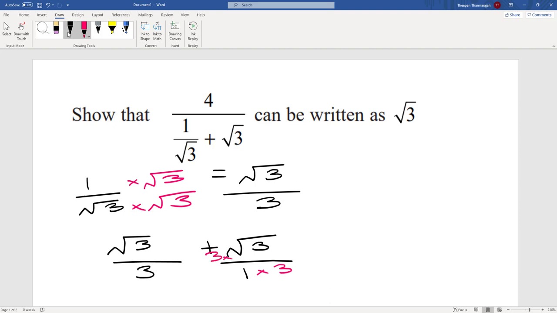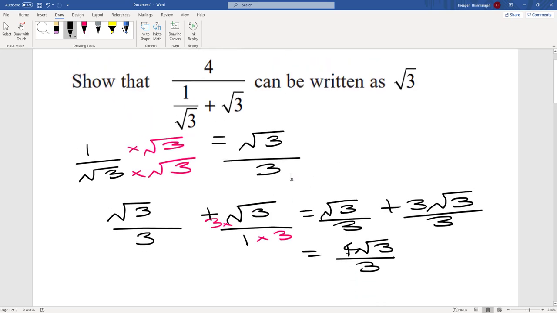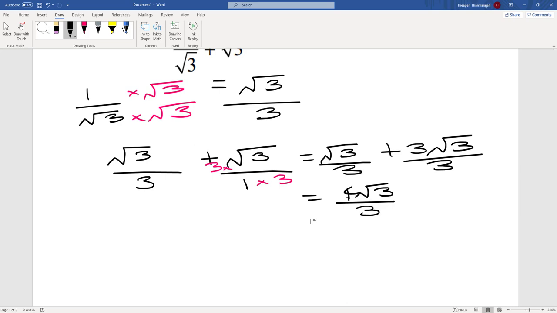Now what we get is the following: root 3 over 3 plus 3 lots of root 3 over 3. That will give me 4 root 3 over 3, like so. Now what I'm going to do is do 4 divided by this value. So we're going to get 4 divided by 4 root 3 divided by 3.